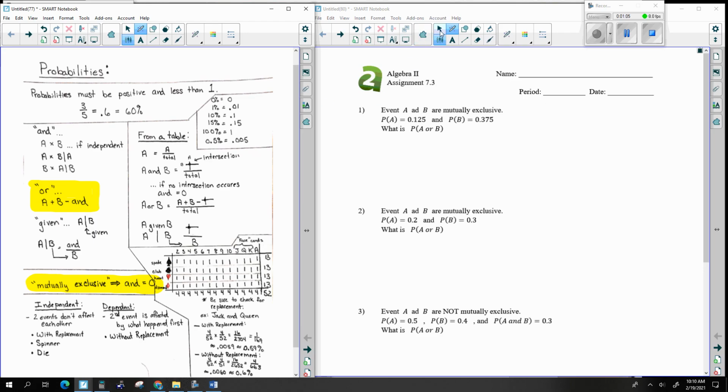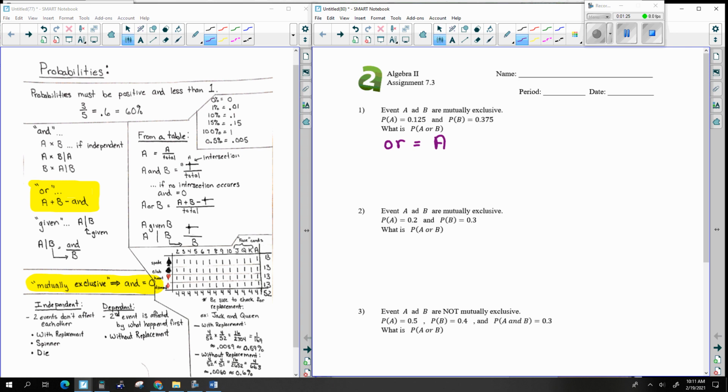All right, so let's go ahead and get to the assignment. This one doesn't look very difficult, but we'll see how it goes. So here we go with the word or, the probability of A or B. The word or is A plus B minus and. Now they mentioned that this one is mutually exclusive, so that means and is equal to 0.